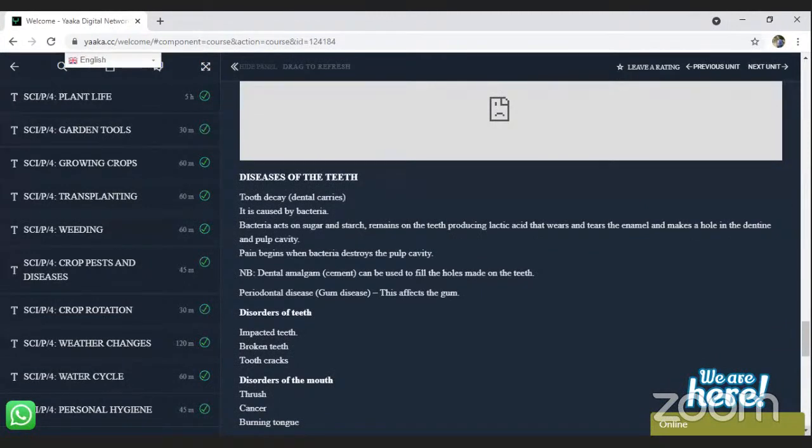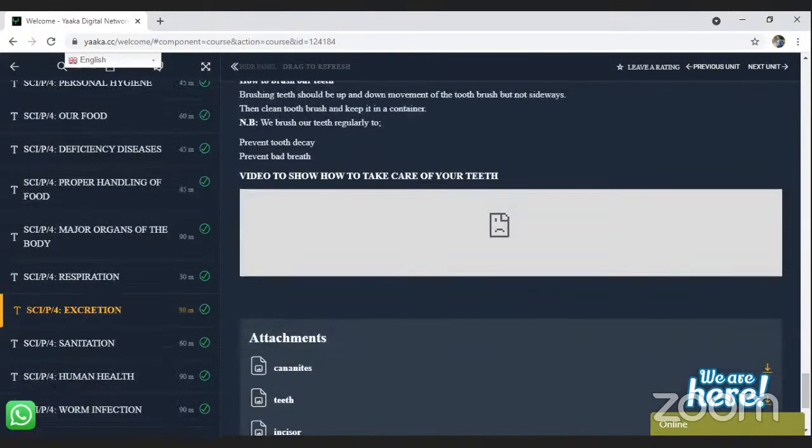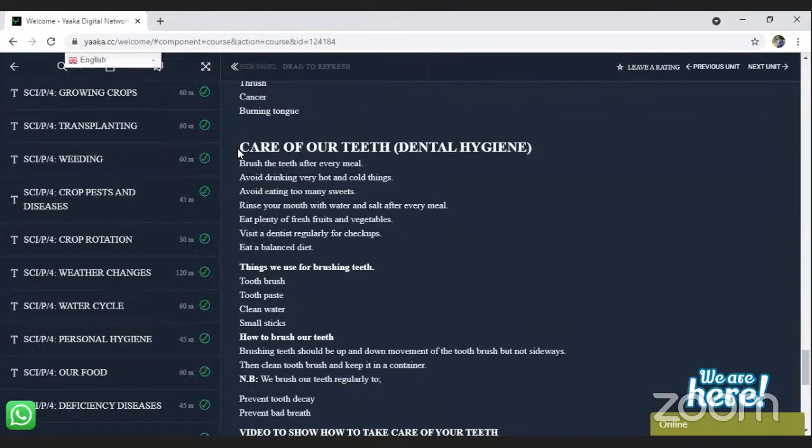You also have diseases, simple diseases of the teeth and disorders, ways of caring for teeth, and then it will be done. Maybe before we move any further, can you go through these ways of caring for teeth? The ways of caring for teeth, and then we shall be saying bye because my battery is warning seriously. Ways to care for our teeth, or dental hygiene. You go through those ways.